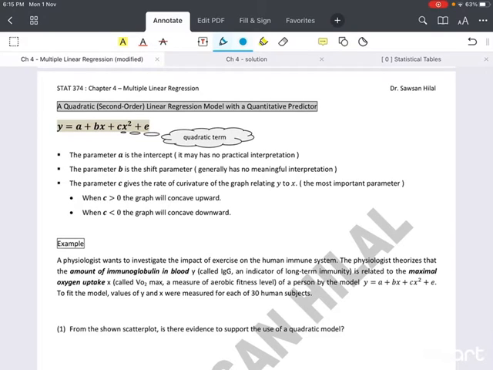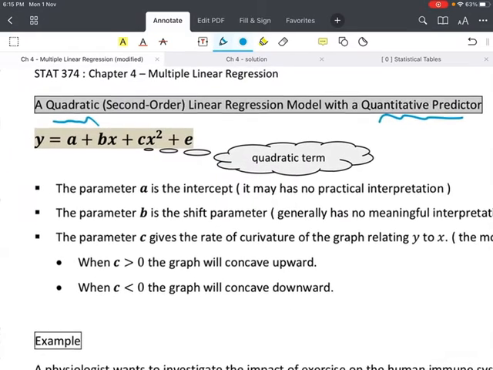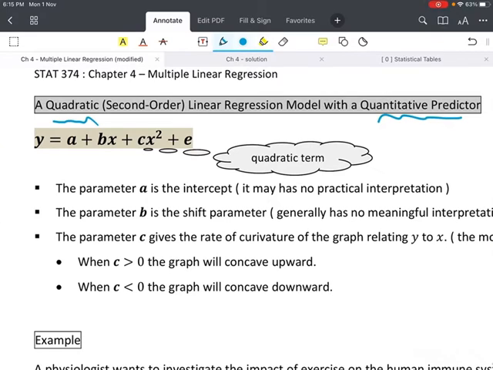This will be the last section in chapter 4. It talks about the quadratic linear regression model with quantitative predictors. We learned already about quantitative predictors in the last section, but what does quadratic mean? Quadratic means second order.